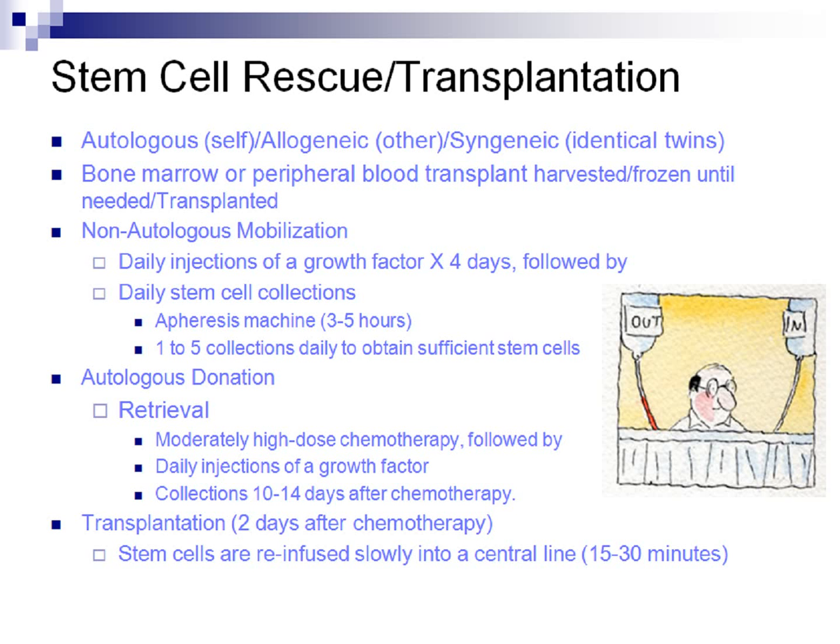So when we do a bone marrow or peripheral blood transplant, we have to harvest the cells, we freeze them until we need them, and then we transplant them. So if we're talking about someone that is allogenic or syngenic, mobilization of cells, what they do, so someone who isn't affected with disease, they give daily injections of growth factor for about 4 days.